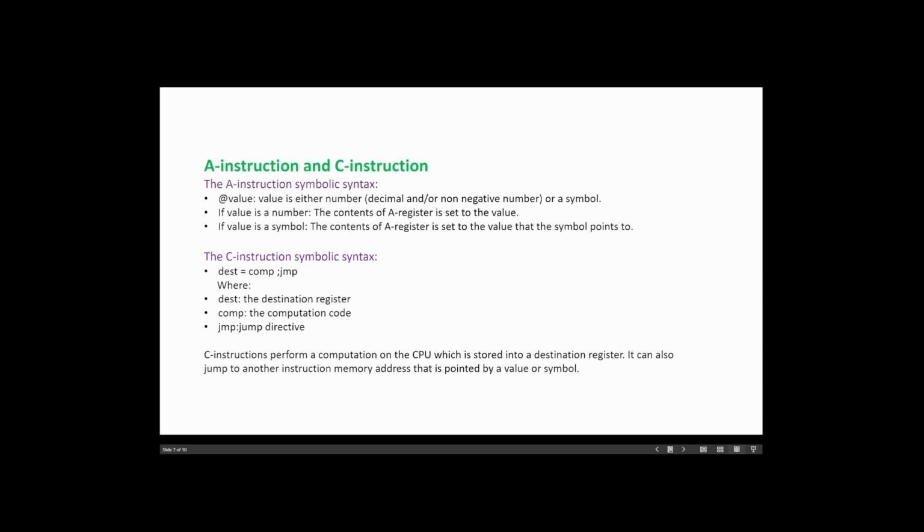On the other hand, the C instruction has a symbolic syntax of dest = comp; jump. This instruction performs a computation on the CPU, which is stored into a destination register or a memory location. It can also tell the CPU to jump to another instruction memory address that is pointed to by the value or the symbol.